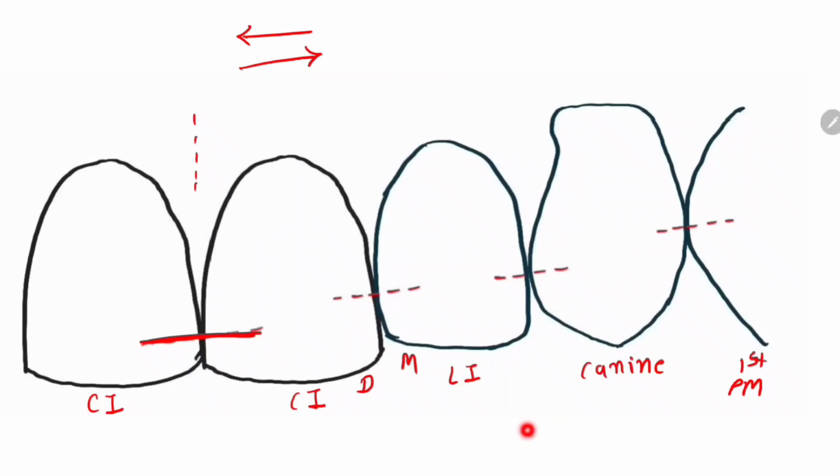The contact between the distal aspect of the central incisor and the mesial aspect of the lateral incisor is present at the junction of the incisal third and middle third. The same is true for the distal aspect of the lateral incisor and the mesial aspect of the canine. Again, this contact area is present at a junction, and the distal of the canine and mesial of the first premolar is located at the middle third.